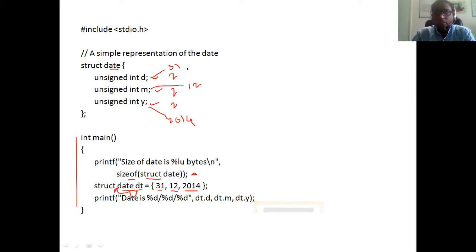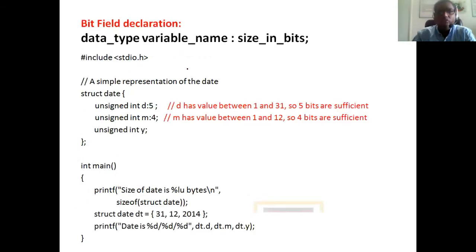Similarly for year. Now suppose we are using the bit field concept. How are we going to use the bit field concept? First of all, there is a data type name. After that, a variable name, which can be anything. Then a colon, then the size in bits, that is, how many bits you want to use.